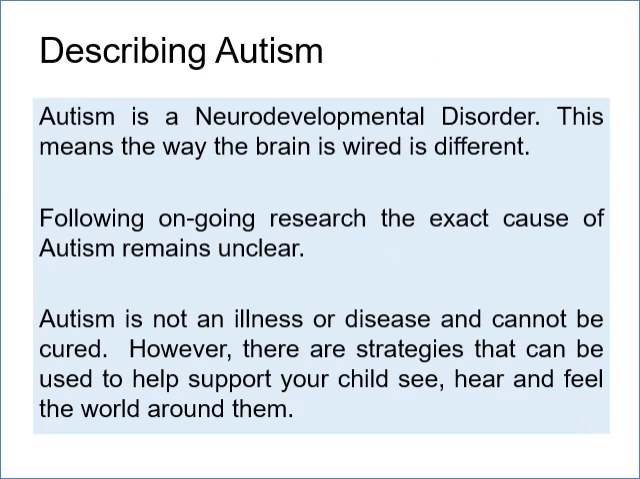Autism is a neurodevelopmental disorder. This means the way the brain is wired is different. Everyone's brain works and learns things differently. That's why we are all interested in different things, have different skills, and feel different emotions. However, difference within autism often results in confusion regarding the way we perceive or read situations, environments, feelings, emotions, interactions, and communication. Following ongoing research, the exact cause of autism remains unclear.